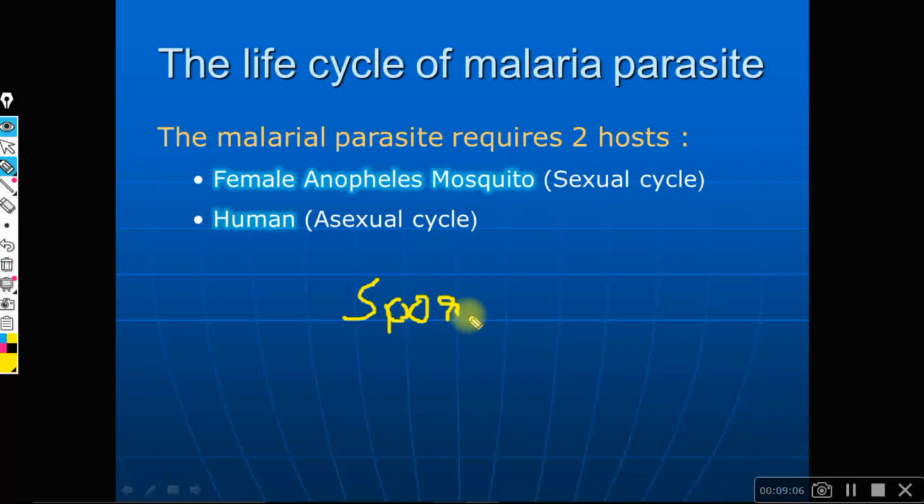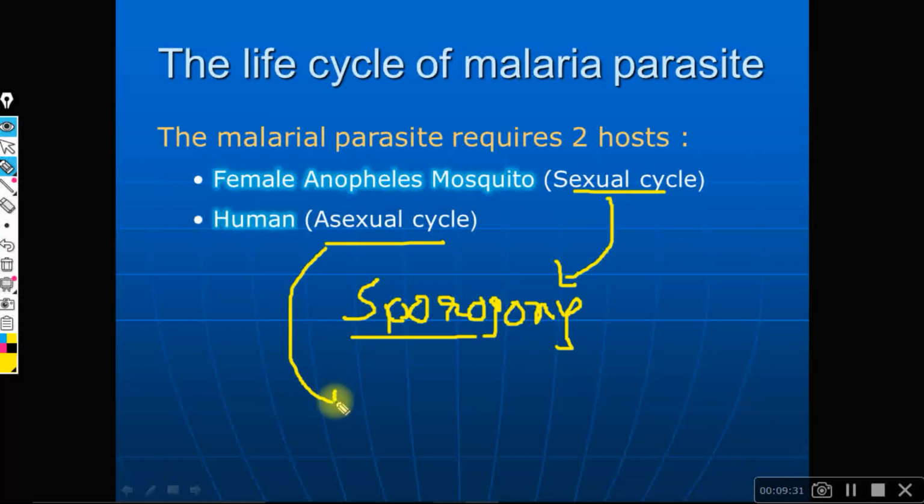And sporogony results in the formation of special types of structures, and you will come to know that in the next slide, where I will show the life cycle of malaria. That refers to sporozoites. The one which is formed by sporogony is called a sporozoite. Okay, so this is the name of the sexual life cycle. Similarly, the asexual life cycle is called schizogony. And the asexual forms which are produced by this schizogony are called schizonts.